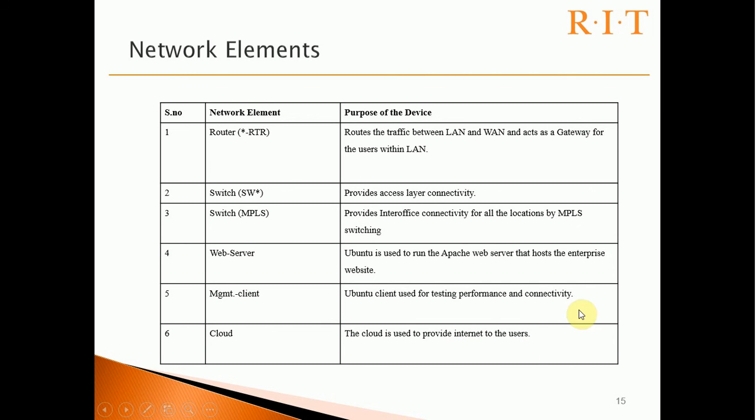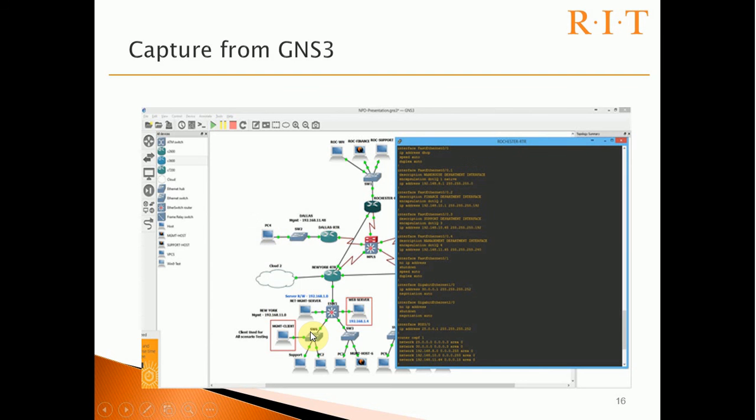The first is the router, which routes the traffic between the LAN and WAN, and a switch which provides access layer connectivity, and an MPLS switch which provides inter-office connectivity for all locations by MPLS switching, and a web server, and in this web server Ubuntu is used to run the Apache web server that hosts the enterprise website, and a client, an Ubuntu client, is used for testing performance and connectivity, and the cloud is used to provide internet to the users.